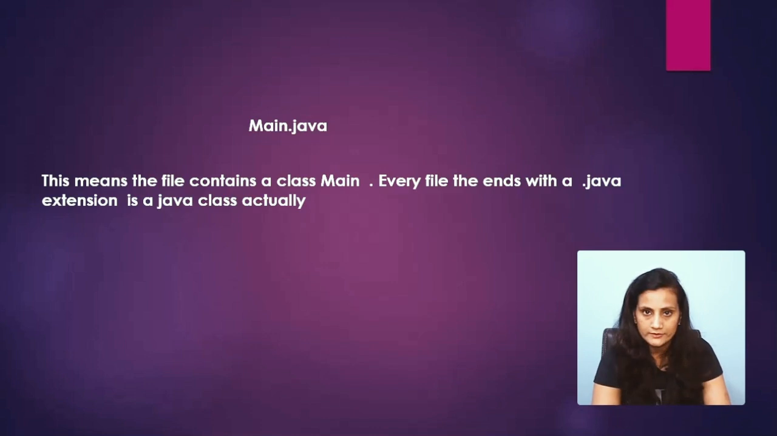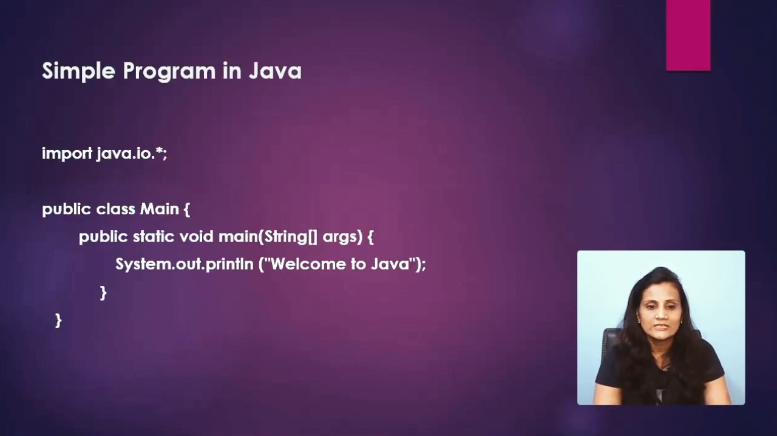This is what you have to understand. You cannot give any other name in this. The first public class will be the name of your file. This is all you have to understand in a nutshell. Okay, the second thing, as you can see on your screen, is a simple program in Java.